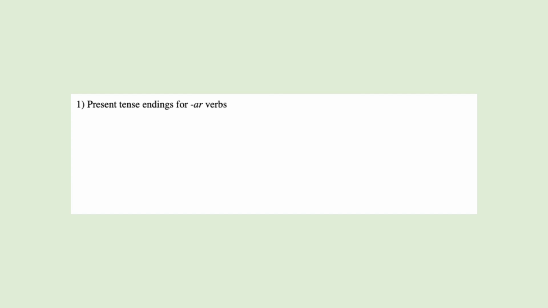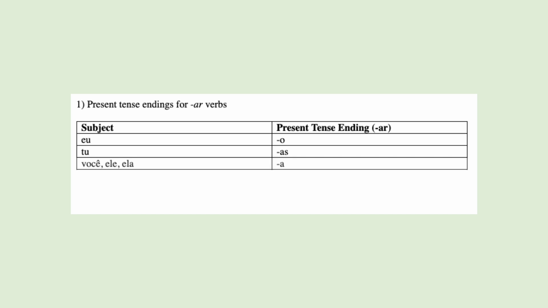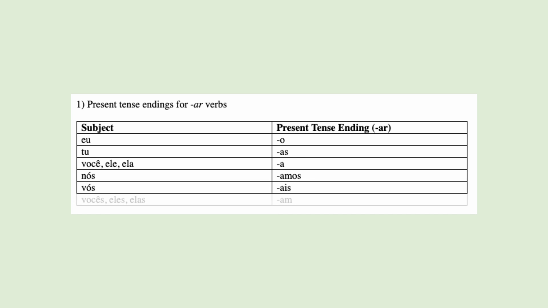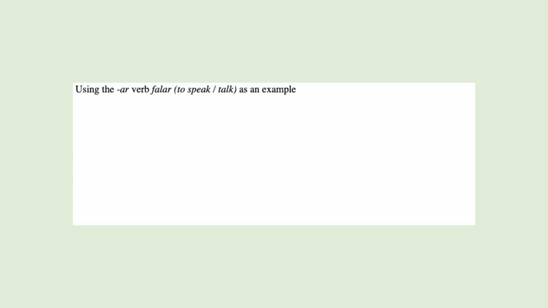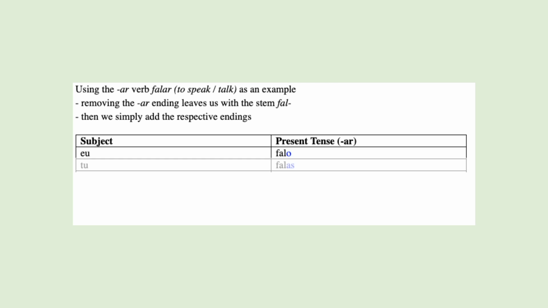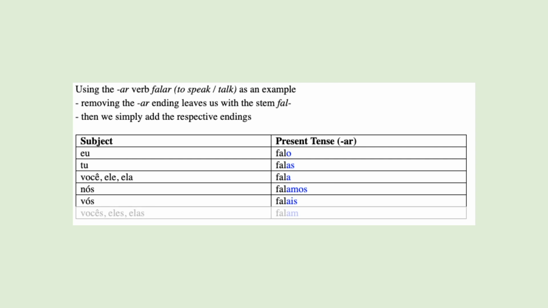The present tense endings for AR verbs are o, as, a, amos, ais, am. So for the verb falar, we remove the AR ending, giving us a stem fal, and to this stem we add the respective present tense endings afterwards. Falo, falas, fala, falamos, falais, falam.